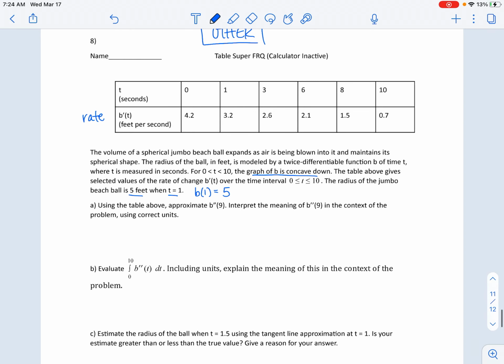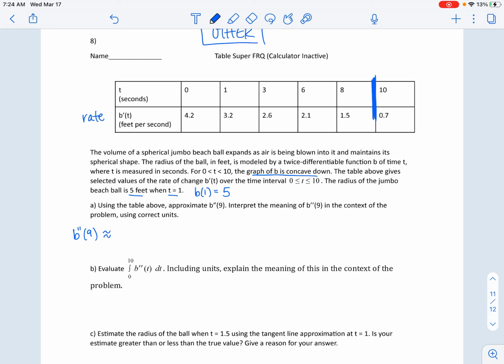Part A, approximate B double prime of 9. So approximate the derivative at 9, and 9 falls between these two. And so we want the slope between those 2 points. So B double prime of 9 is approximately the slope between the 2 points of the function before that, the original function before B double prime, which is B prime.